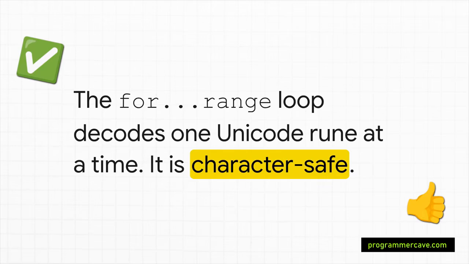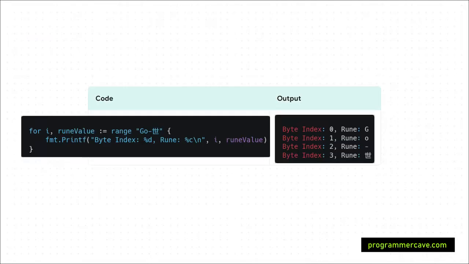It's totally character safe. And check this out. This example shows you exactly why it's so great. Look at the code and then look at the output. The loop gives us the index and the rune, but pay close attention to that index. It goes 0, 1, 2, and then it jumps straight to 3 for the last character. The loop knew that G, O, and the dash were 1 byte each, and it correctly decoded all 3 bytes that make up the last character as a single unit.